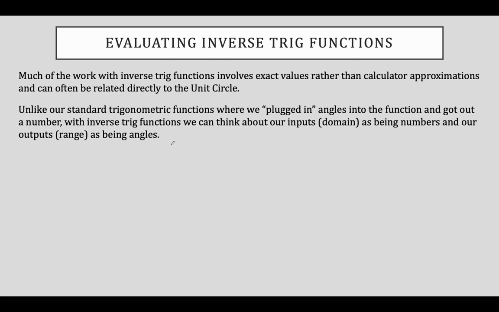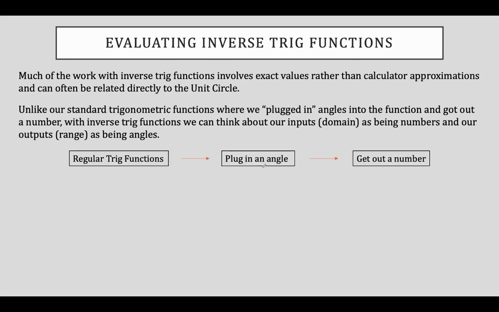So with regular trig functions, we plugged in an angle, we got out a number. Okay, for example, if I asked you to evaluate the sine of pi over 4, we plugged in the angle pi over 4, and you guys know by now, to evaluate sine of an angle on our unit circle, we find the angle, sine corresponds to the y-coordinate, our answer is root 2 over 2. Plug in an angle, get out a number.